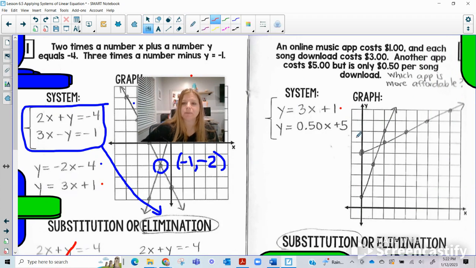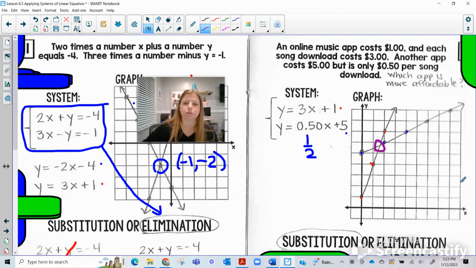Y equals 3x plus 1 means we have a y-intercept at 1 and then a slope of 3. So this graph that I'm kind of highlighting in red is that first one. Sorry about that last point. And then the other equation, y equals 0.50x plus 5, that has a y-intercept of 5. 0.50 is really 1/2. And a slope of 1/2 would tell me from that point to go up 1 to the right 2, up 1 to the right 2. Now, I definitely see that there's an intersection. However, I'm kind of having a hard time figuring out what are the exact values of that intersection.